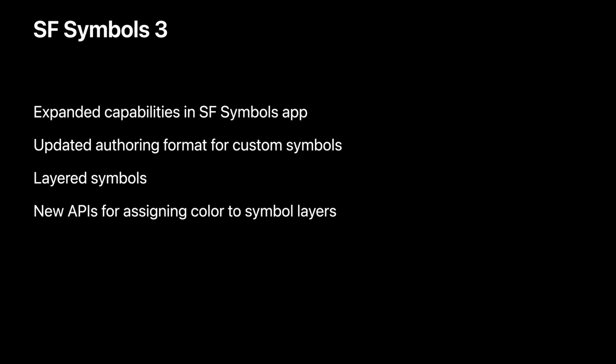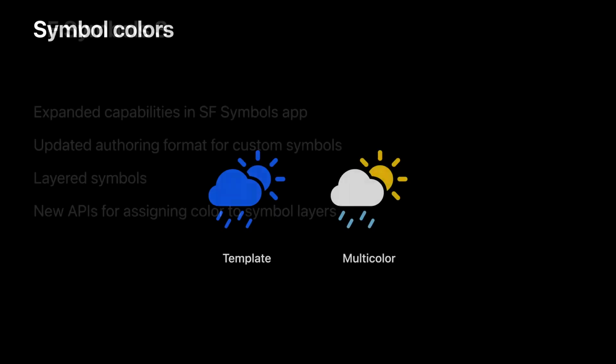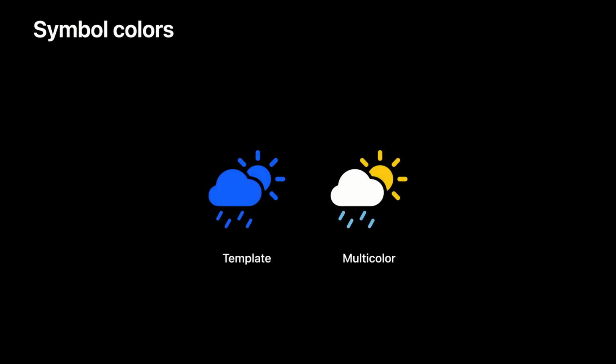It also comes with an updated format for annotating custom symbols, which allows you to define distinct layers within a symbol image. And we've expanded our APIs in AppKit, UIKit, and SwiftUI to allow you to individually color each layer of a symbol. In Big Sur, we offered two distinct rendering modes for symbols. First, there was the traditional template style, which draws using a single tint color or effect over the entire symbol. The second is multicolor, which draws more like a full color image, drawing each path element using a color that's defined in the symbol image itself.